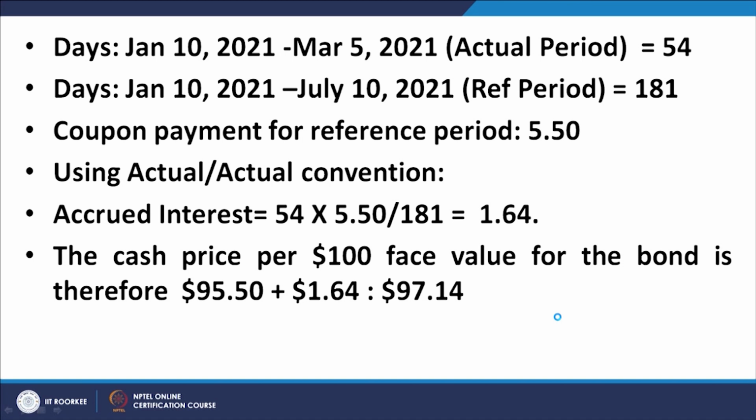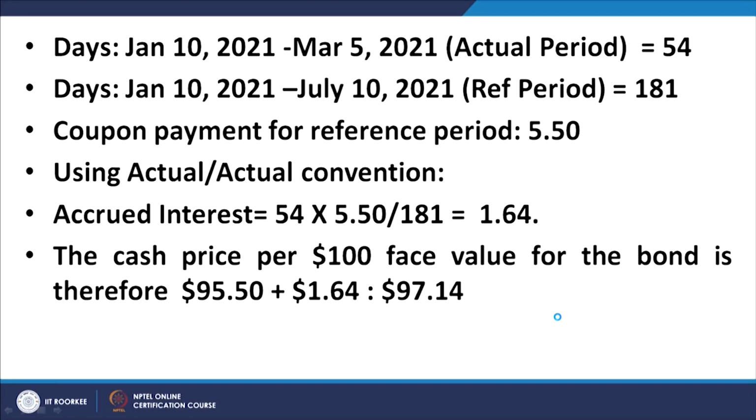Now, using the actual upon actual convention, we allocate the proportion of interest out of this 5.50 to the selling party as 54 divided by 181 into 5.50, and of course, the buying party would get the remaining interest, which would be 181 minus 54 divided by 181. But we are concerned with the seller's stake, because the seller is to be reimbursed by the buyer and the company will reimburse the buyer. So, that is the flow, and the amount that comes out to be 5.50 into 54 divided by 181 is equal to 1.64.